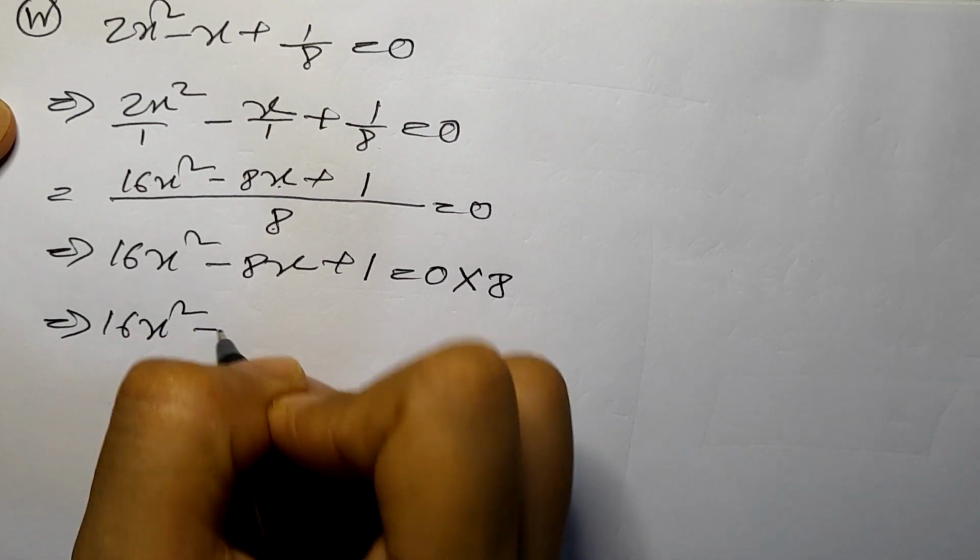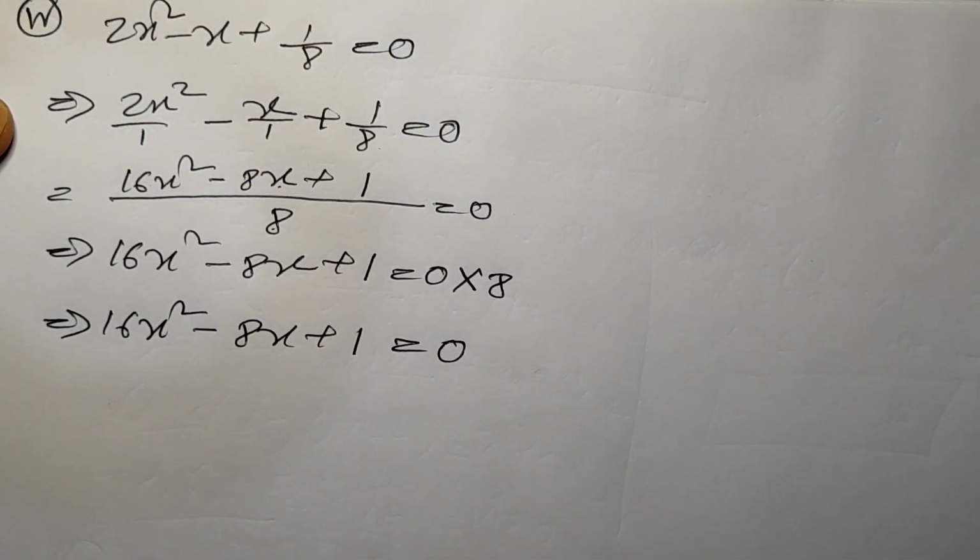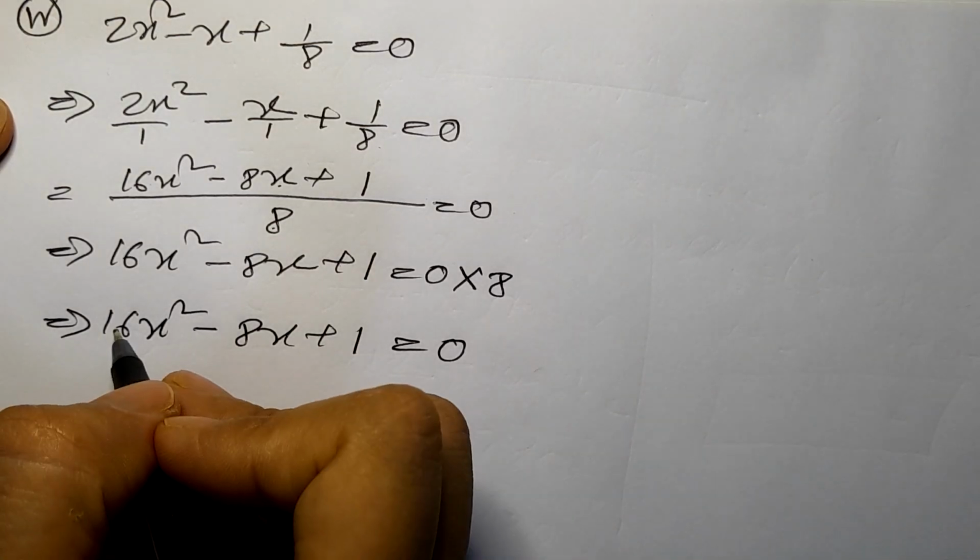16x square minus 8x plus 1 equal to 0. Now we have the general quadratic equation, and we can solve it. Here the constant is the number 16.